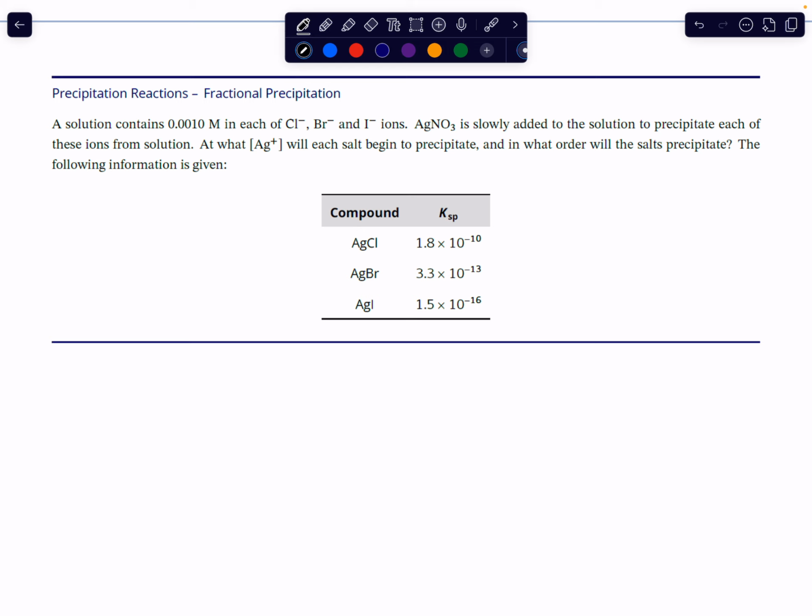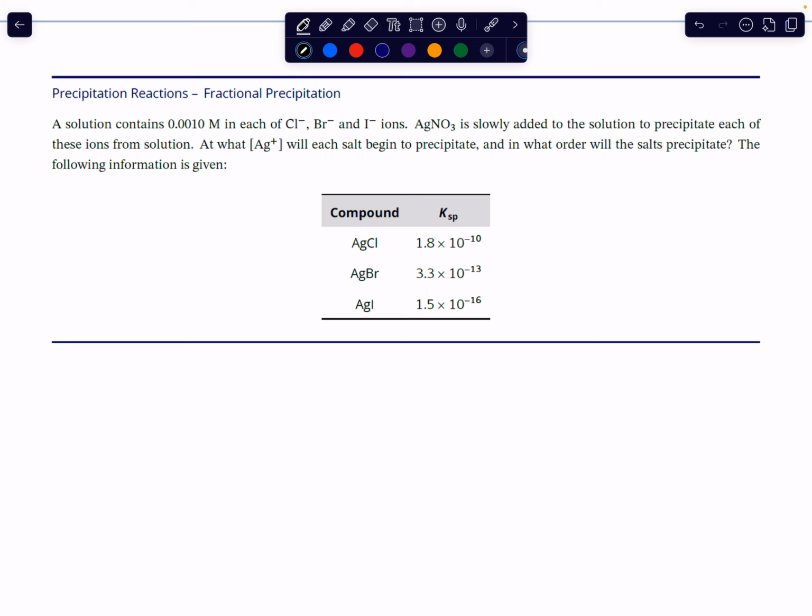So as you can see, the salts that will precipitate are silver chloride, silver bromide, and silver iodide, and they have different KSPs, differing by quite a number of orders of magnitude, about 3 orders of magnitude each time, or at least 6 orders of magnitude in the case of the chlorine and the iodide salts.